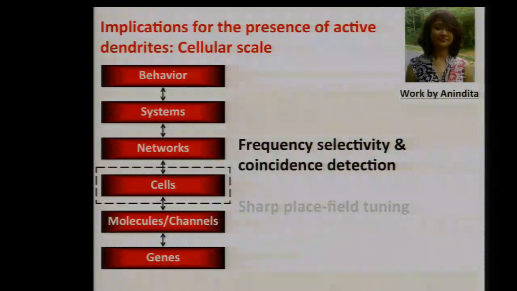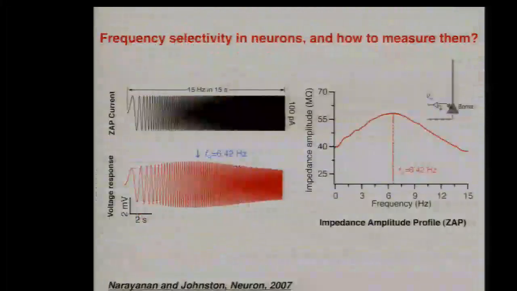So I thought I'll start with some of the things that we have found over the past 5 years, mostly. I'll start at the cellular end, then jump to the network end, and jump back to the molecular end, and stop at that. For each of these different scales, I'll try to give two different examples of where we found active dendrites to be useful or creating a significant difference. The first one I would like to talk about is frequency selectivity in neurons.